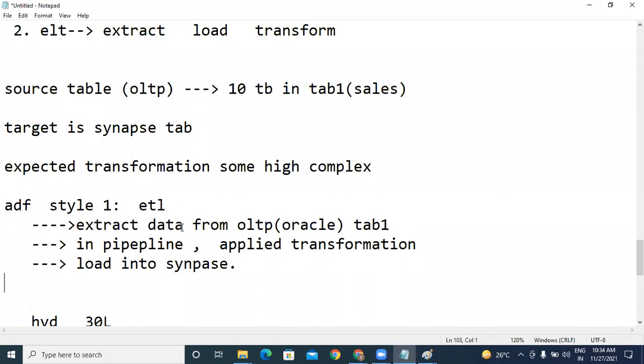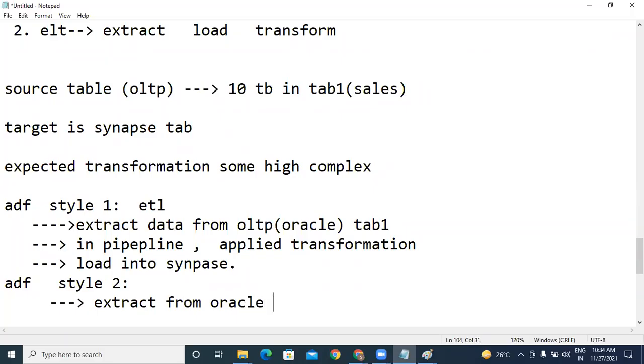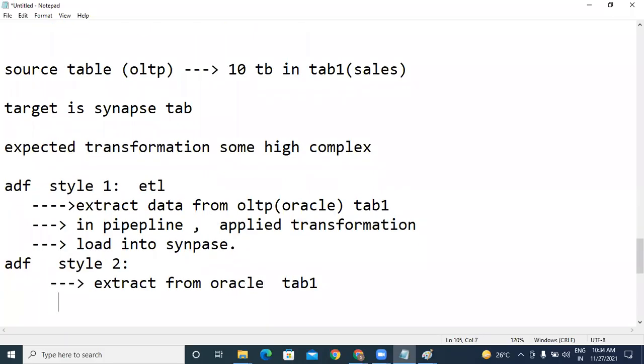Come to the second style, sir. Same work in a reverse order. Let's go with style 2. First extract from Oracle on-premise tab 1. I'm not performing any transformations. Load into Synapse, because data is structured, right? I can source structured data into Synapse. I'm extracting and loading to Synapse.